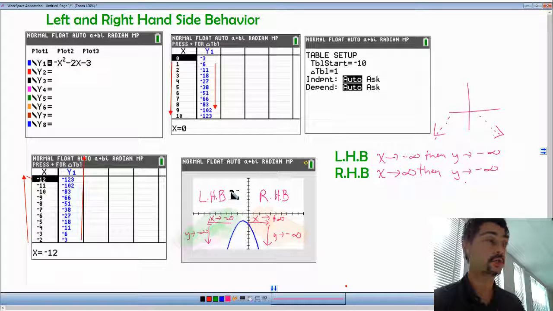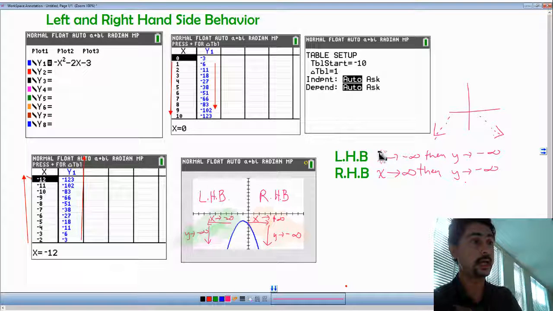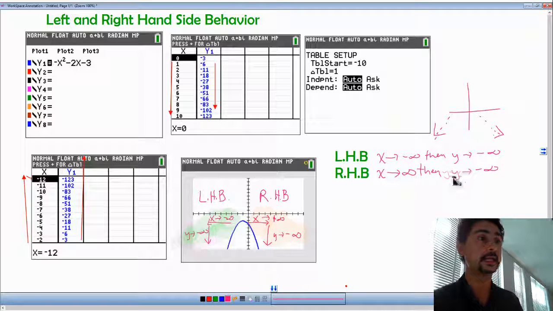What I'm trying to show you is that with your calculator, there are major ways for you to confirm that information. You can either use a table, like in these cases, or you can draw the picture and analyze it, like here. The bottom line is that you will get this statement. For left-hand side, x goes to negative infinity, then y goes to negative infinity. And for right-hand side, x goes to infinity, then y goes to negative infinity. That's basically what you have to do, and that's all it is.